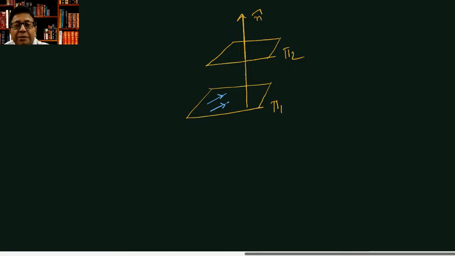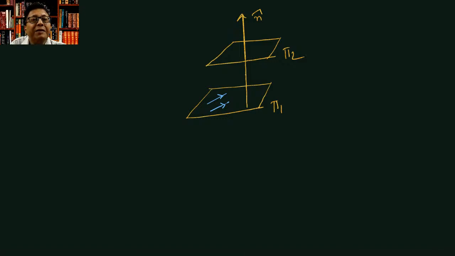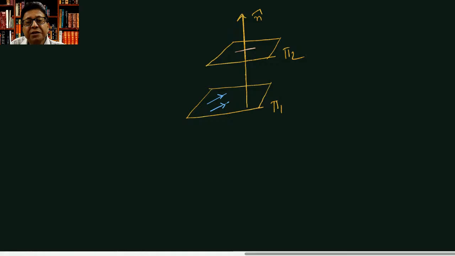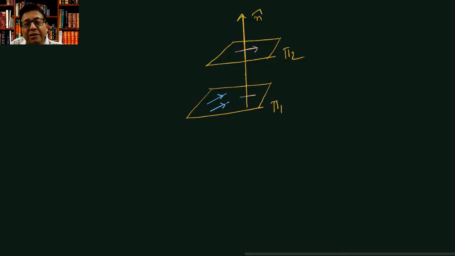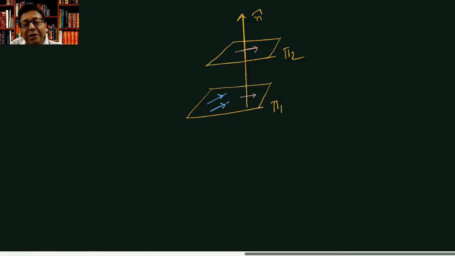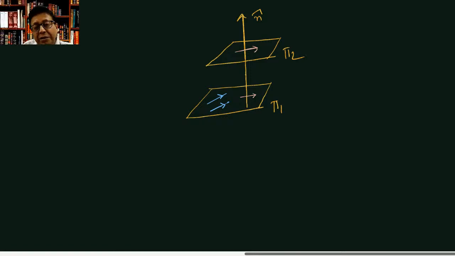Okay? Suppose they are lying in different planes. Imagine these 2 lines. They also look parallel. But in 3D, we define 2 lines as parallel if they lie on the same plane and are parallel to each other. I mean, they have the same direction, then they are parallel lines.